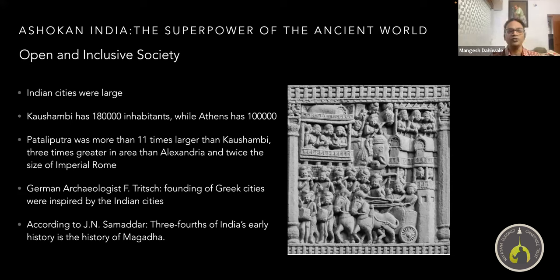And Pataliputra was more than 11 times larger than Kaushambi. So you can imagine the population of Pataliputra at the time, and three times greater in area than Alexandria and twice the size of Imperial Rome. And very deep research is now being done, and these facts are brought by the historians who have gone into studies of the cities and the states of the ancient times.